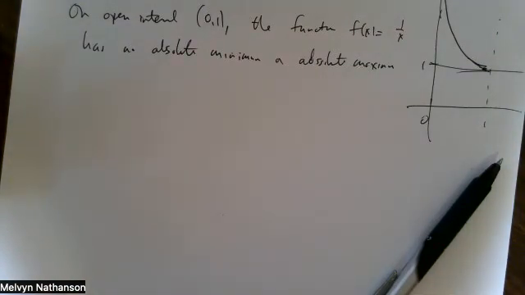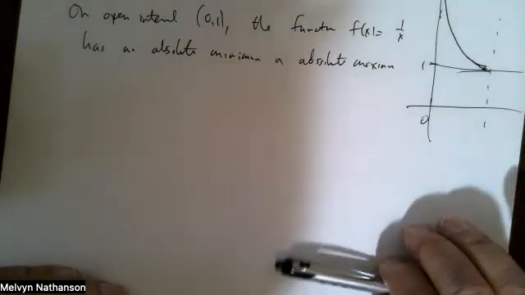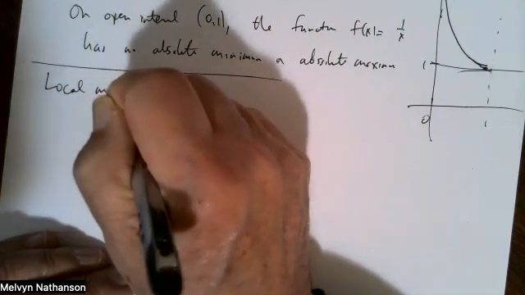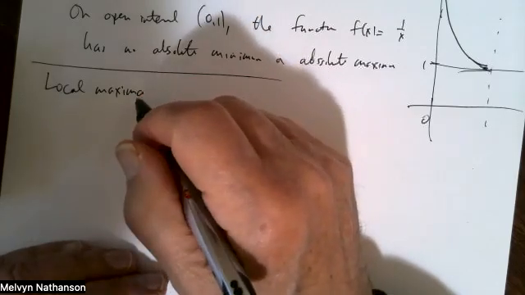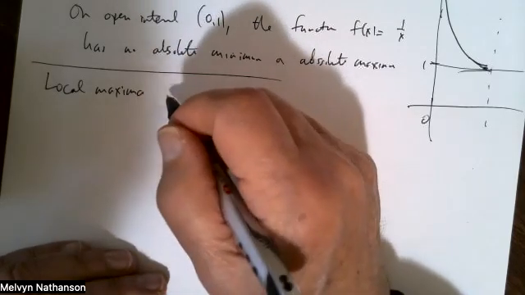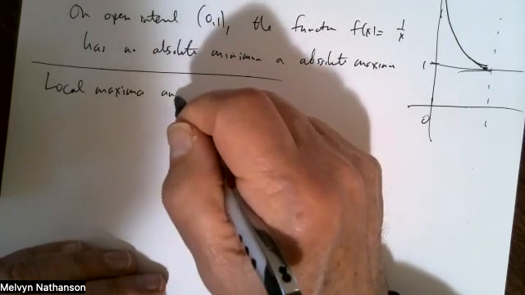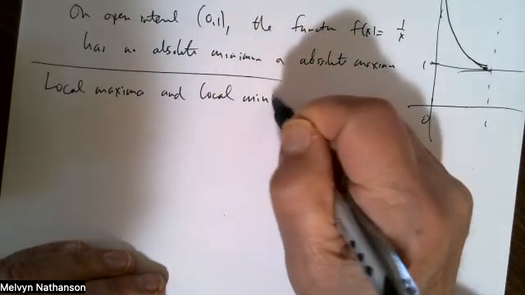Now, what is perhaps more important than absolute maximum and absolute minimum are what are called local maxima. Maxima is Latin, so the plural of maximum is maxima, and the plural of minimum is minima. So local maxima and minima.